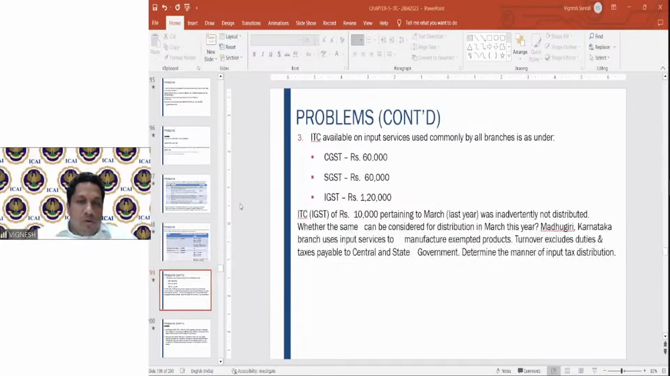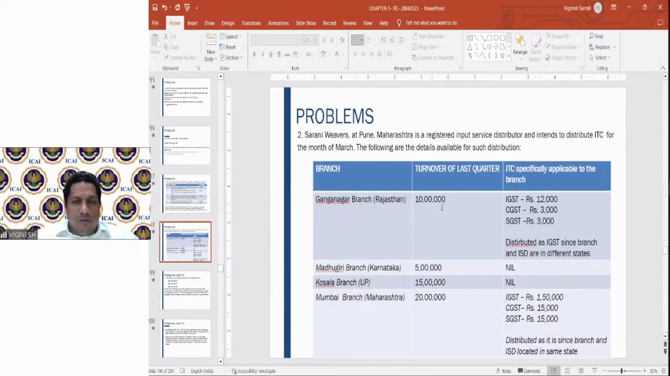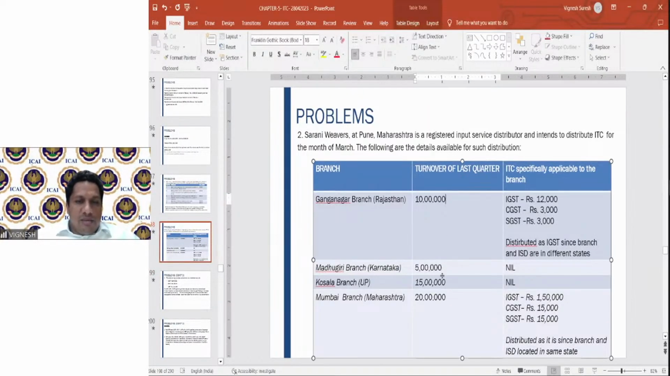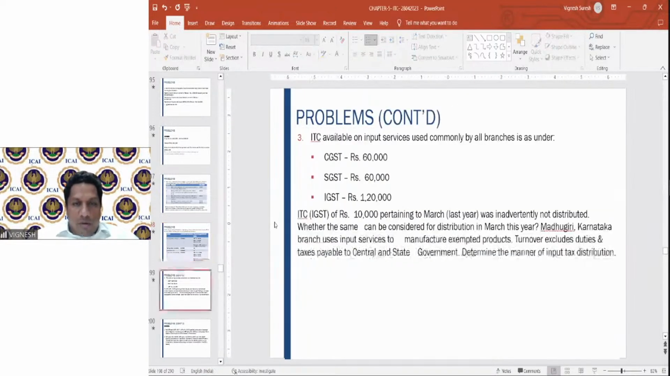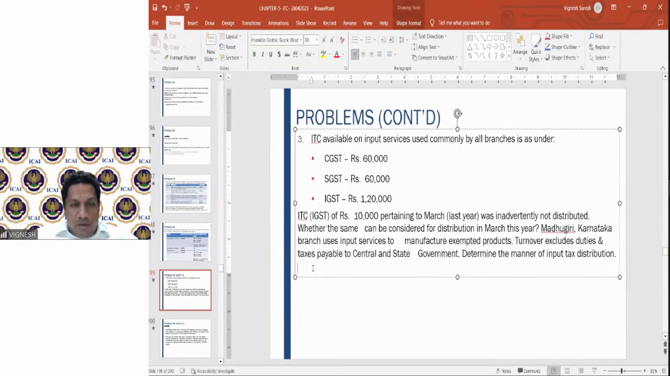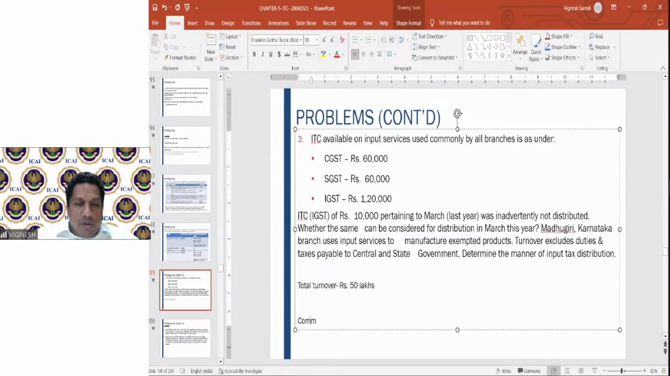So once you look at the total input tax credit, now you see the turnover. Turnover of Ganganagar 10 lakhs, Madhugiri 5 lakhs, Kosala branch 15 lakhs, Mumbai branch 20 lakhs. So total turnover is 50 lakhs. And what is the common ITC? Common ITC is rupees 2,40,000. We'll come to the 10,000 separately.